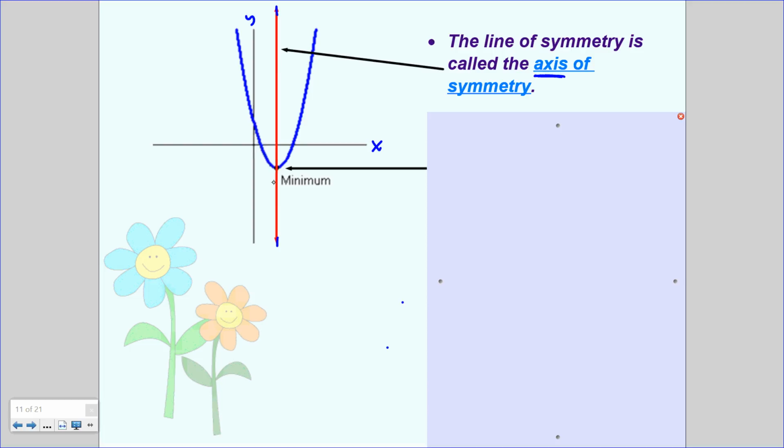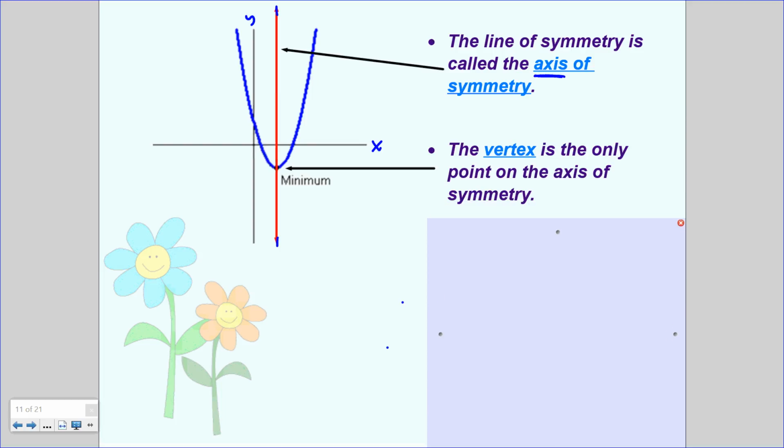And this line represents the line that we could fold our quadratic graph on top of itself or fold it over as that line of symmetry. Incidentally, the vertex, that remember high or low point, is the only point that ever falls on the axis of symmetry. All of the other points of your quadratic will not fall on that line of symmetry. They will be elsewhere in your graph. So the vertex is the only point that falls on the line of symmetry.